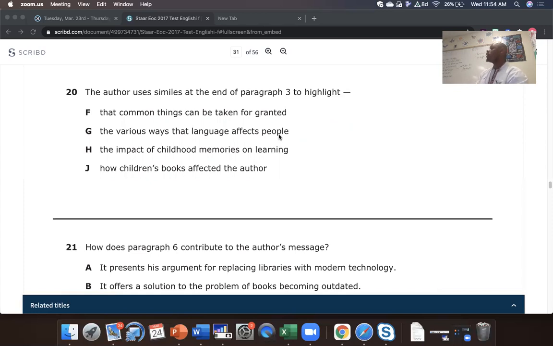I'm not saying that you're wrong. I'm asking why you're eliminating. Did the author talk about the impact of memories on learning? No, we didn't. The author did not talk about that. So you can eliminate that. So that leaves us with F and G.